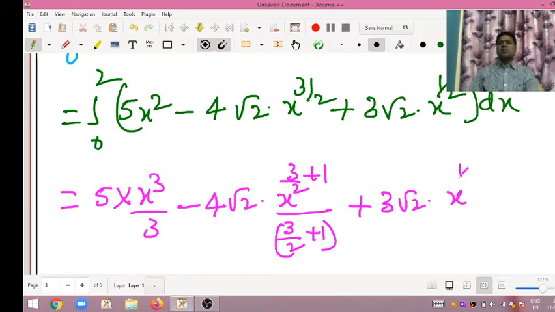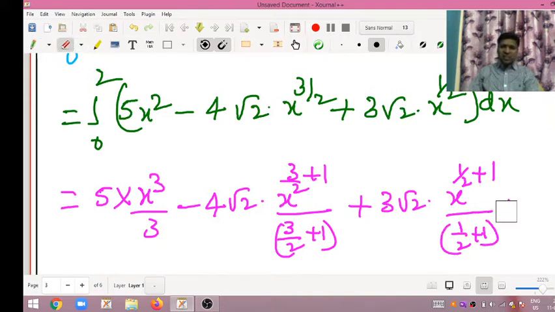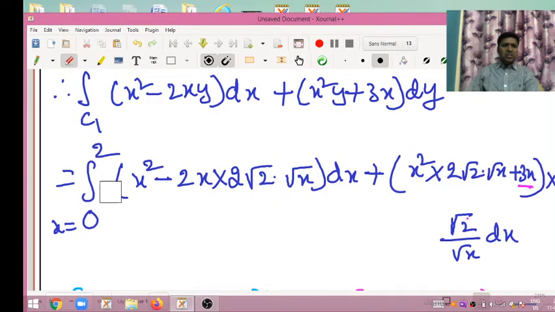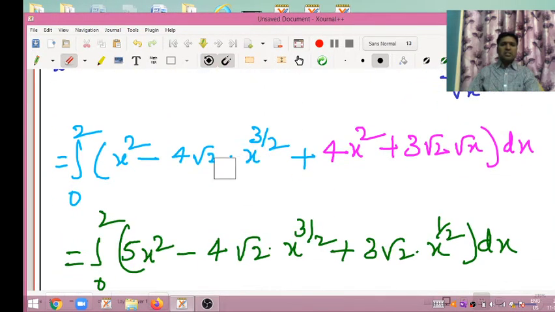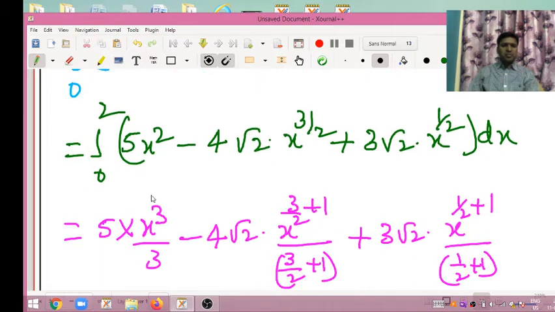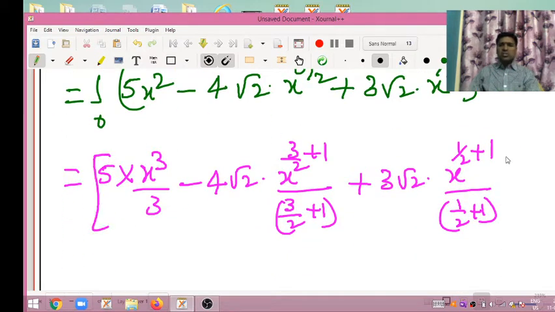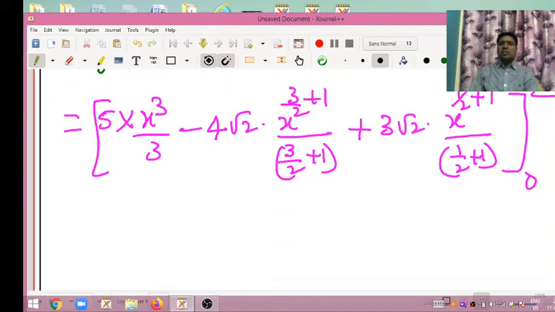Again, here x to the power of 1 by 2 is there. The same formula we want to apply for this also, my dear friends. Of course, integrals we want to apply. Which interval, my dear friends? See here, which interval we want to apply? From 0 to 2 we want to apply. So, my dear friends, see here, which is equal to 5 by 3 is the constant.